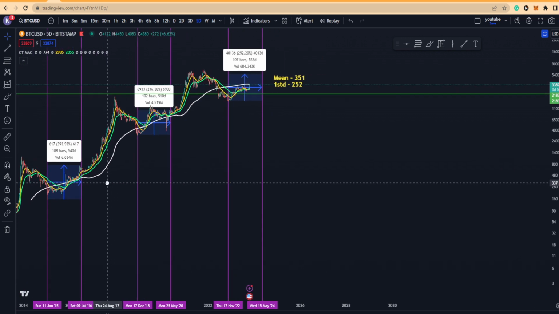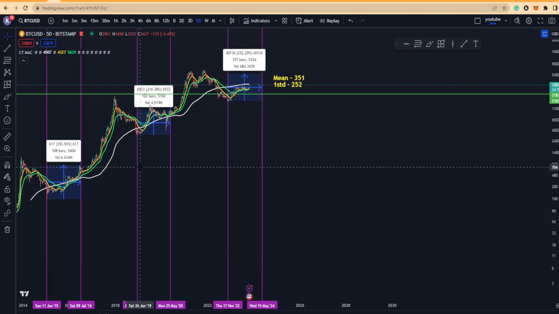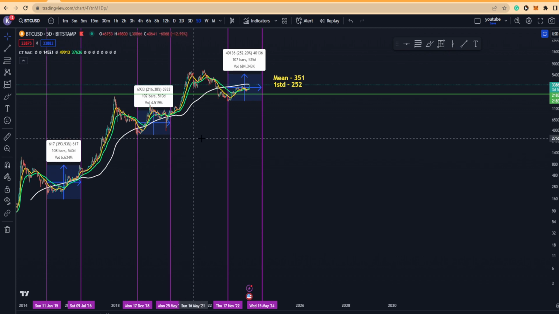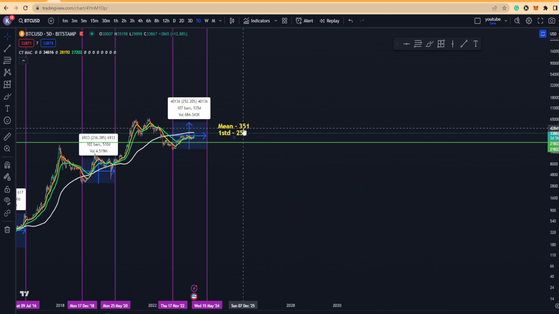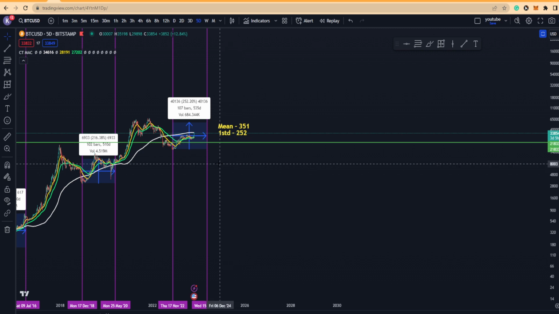393%. And then you had your third halving event, which was marked from the bear market bottom of 2018 all the way to the start of the bull market of 2020, the halving event, which brought you about 216%. So averaging these 3 iterations in the data set gives you a mean of 351% and a standard deviation of 252%.